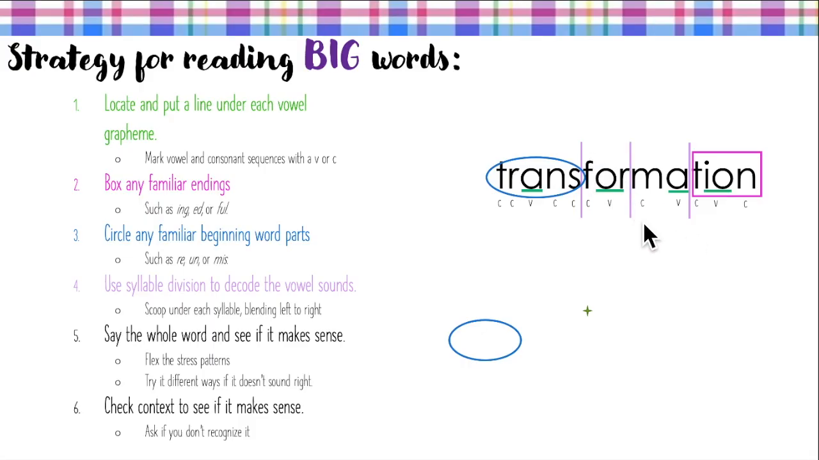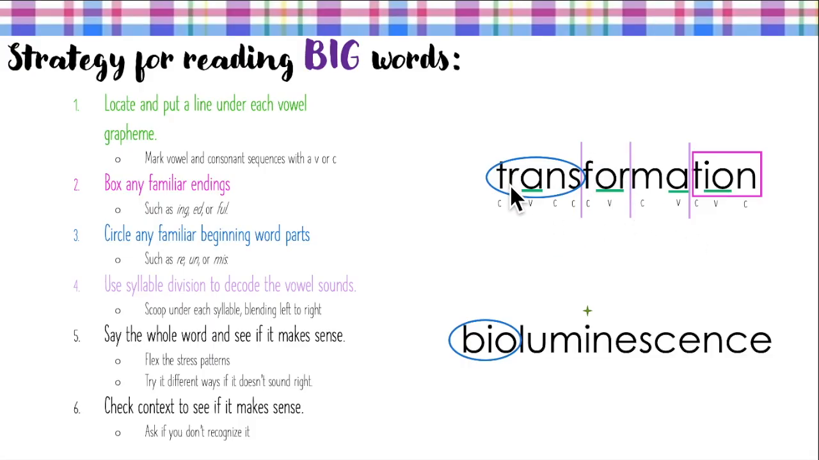I see 4. Then what you can do is say those pieces, transformation. So even though they couldn't read transformation off the bat by itself, they can if we're using some of these helpful things. See if it makes sense, right? So here's another one. I'm going to locate any of those vowel sounds, or any of those vowels. And even if it's a silent one, I'm still going to mark the vowels. I'm going to put a box around anything that I know that looks familiar. Marking my consonants real fast.